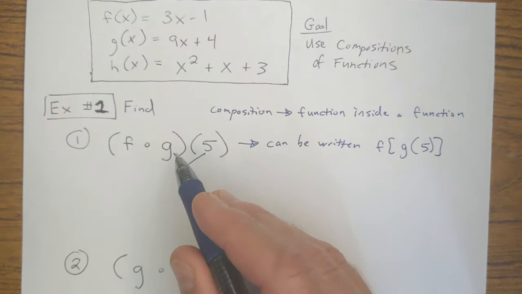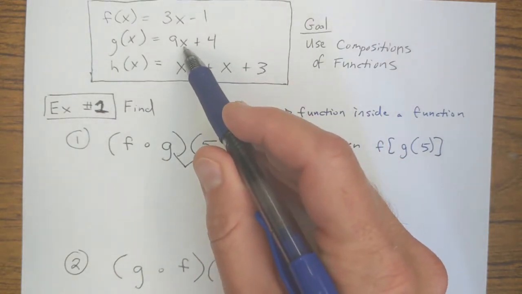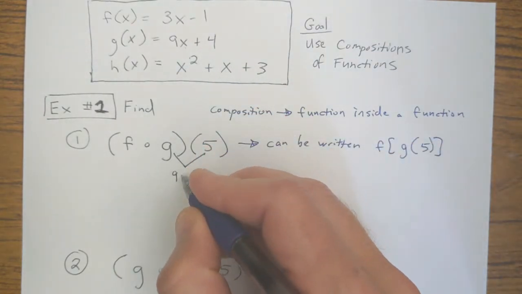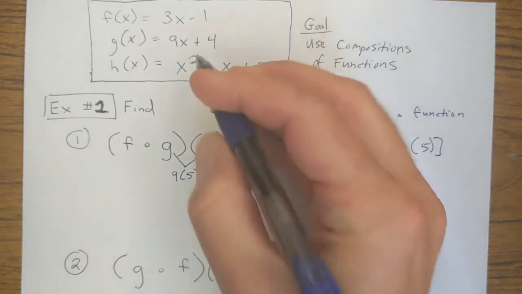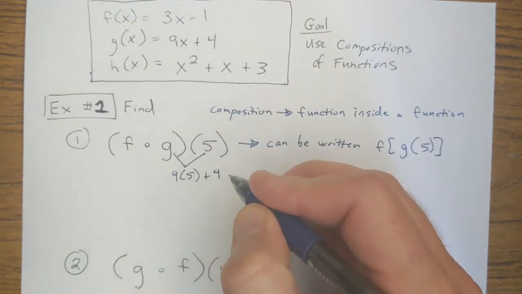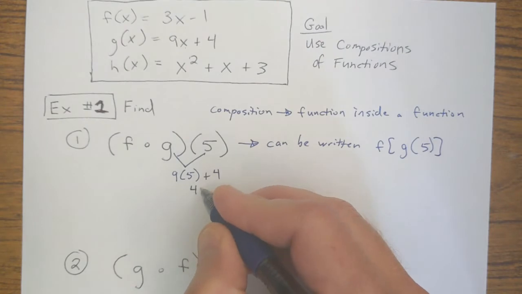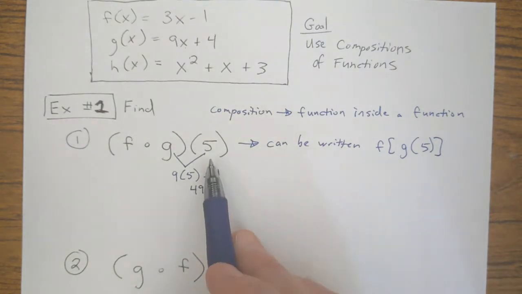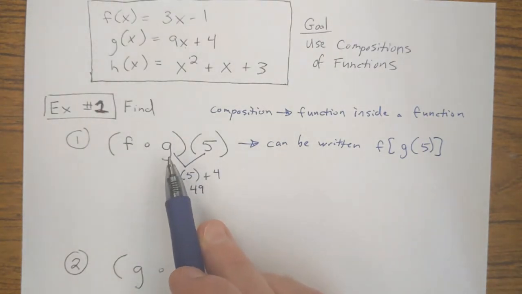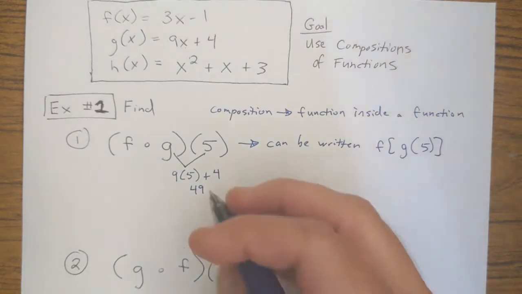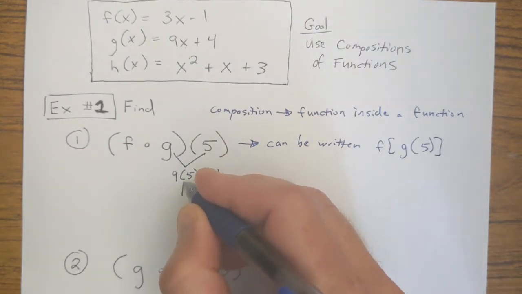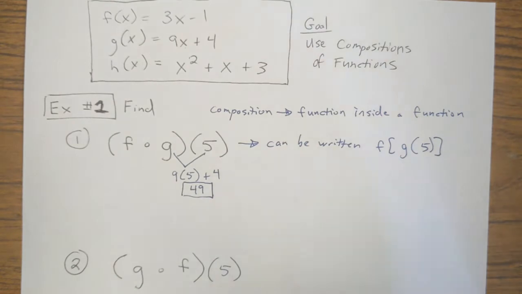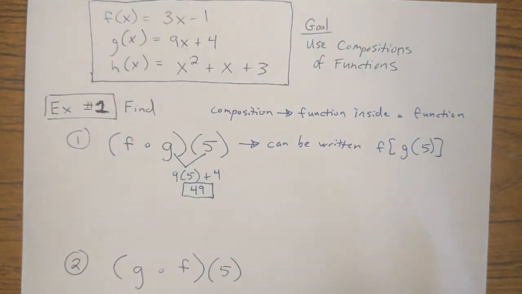So start by plugging the 5 into g. Take away this x, replace it with a 5. That would be 9 times 5 plus 4. All right, that comes out to 49. So when I input a 5 into g, I get this output of 49. Now, a lot of times I put a box around this output because that's not my final answer. It's kind of a preliminary answer.